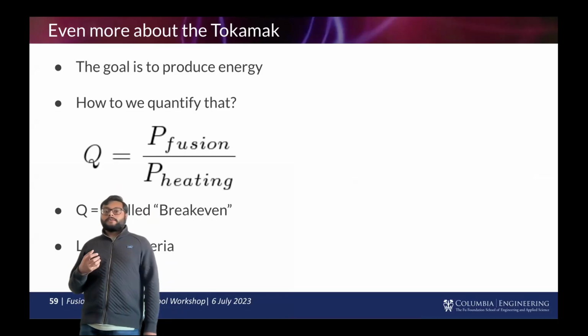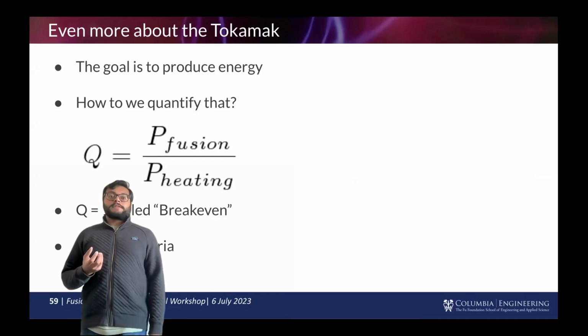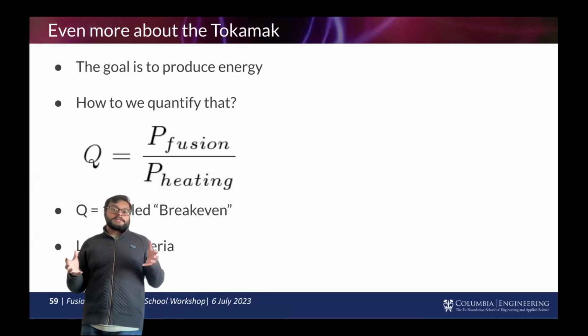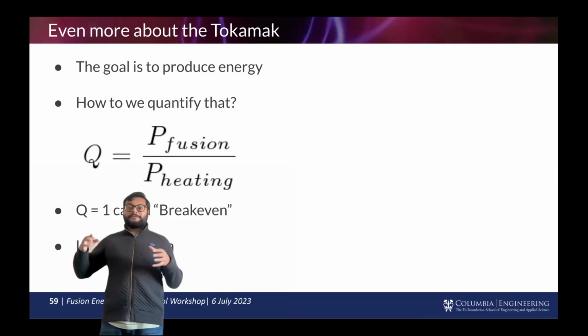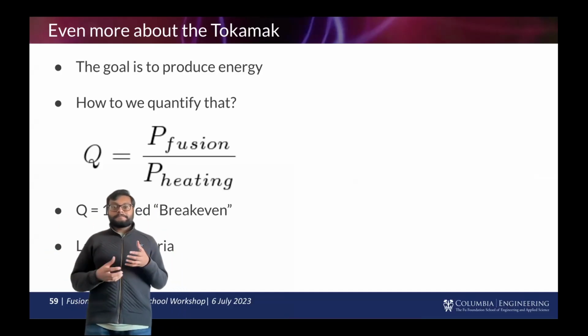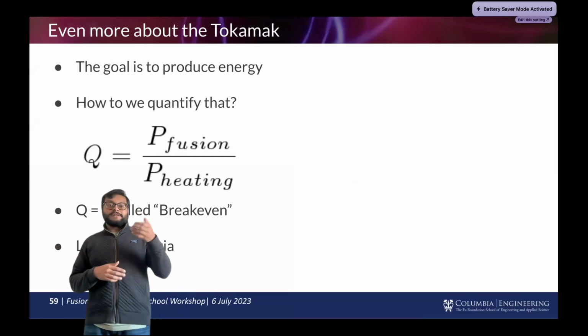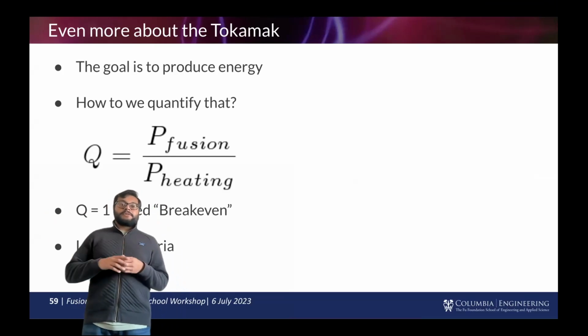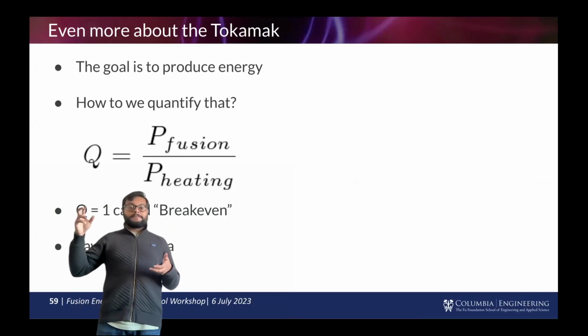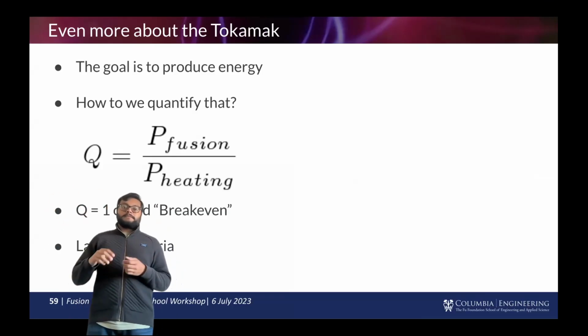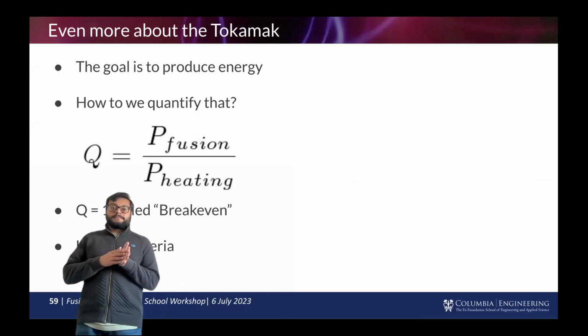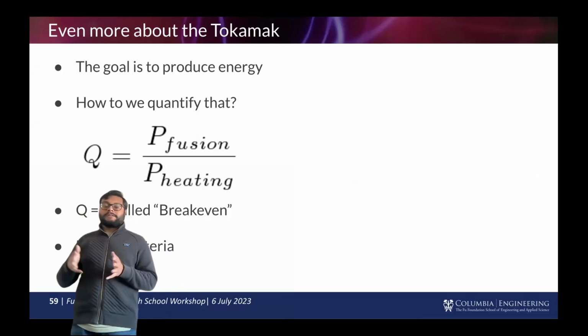And so one of the ways to quantify that is to use this Q, which is essentially just the power of fusion that comes out over the heating power. So if you think about it, the total amount of power that you're using to heat it should be less than the total amount of power used for fusion in order to get breakeven. So if you have Q greater than 1, that means the power from fusion is greater than the power for heating, and you have, at least in a scientific sense, a net energy gain.